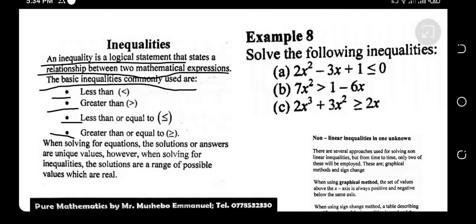So whenever we are tackling inequalities, we shall be using these basic inequality symbols as we go on. But now I want you to take note that when we are solving equations, either quadratic equations or equations of degree 3 or degree 1, those equations we could get values of x or y depending on the unknown, and those values used to be unique. Like for example, x is equal to 0, x is equal to 2, x is equal to negative a third. Those are unique values, and those are the values which we get when we solve equations.